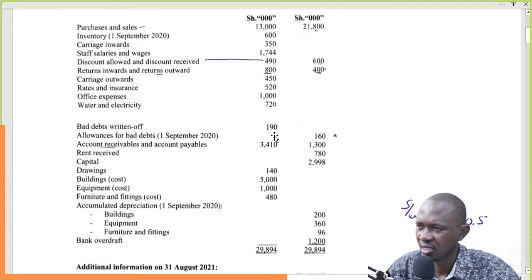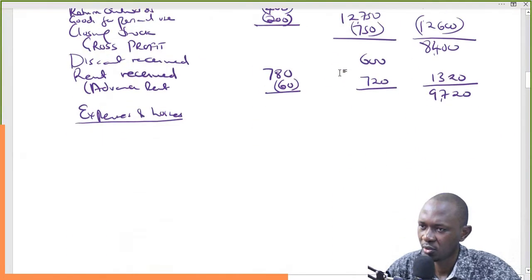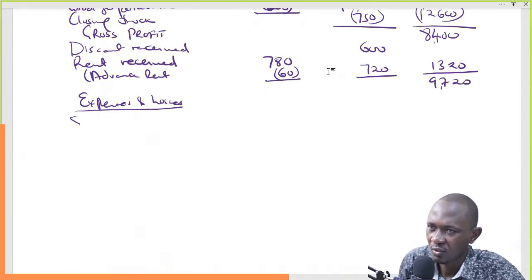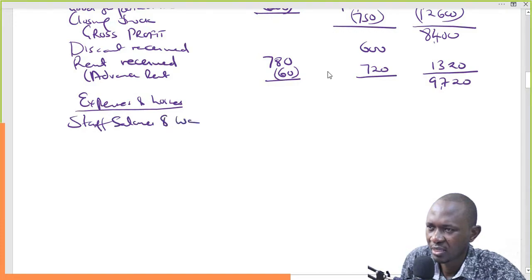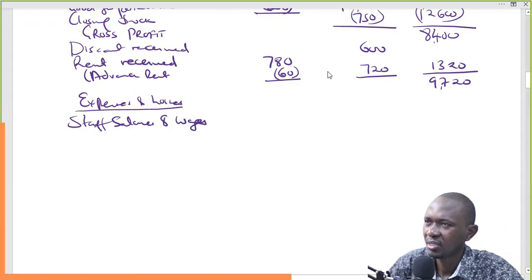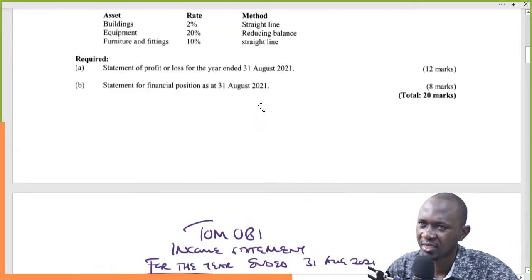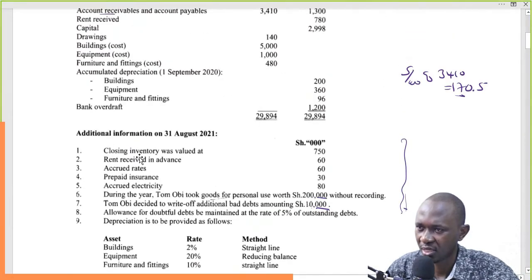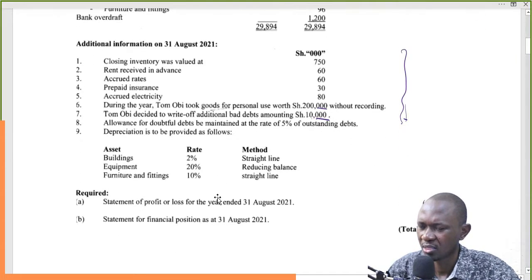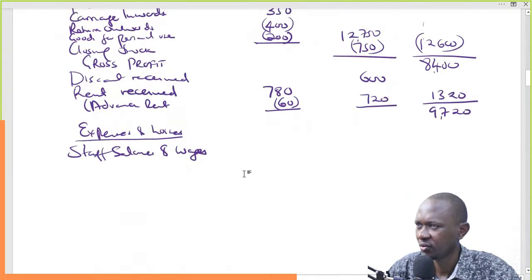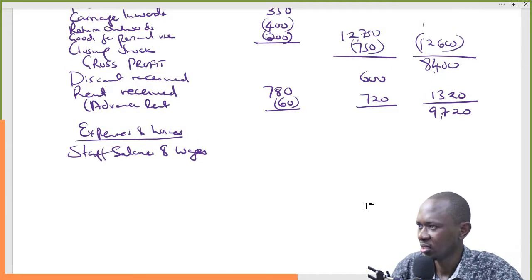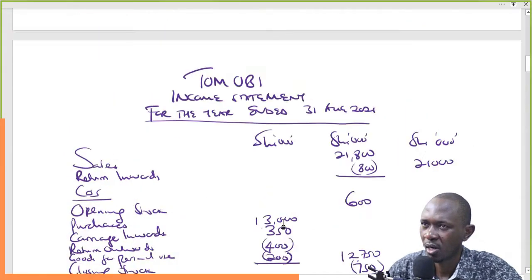Staff salaries and wages, 1744. So that's how we are going to pick them. How much? 1744. But then let's check if we have any workings on staff salaries and wages. There's no working on staff salaries and wages, so we pick it at that 1744. And the best place to have this is in the inner central column.